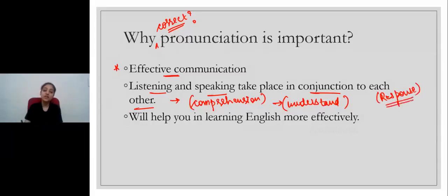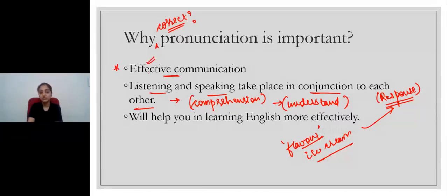Suppose the person is trying to ask you, which flavor of ice cream do you prefer? But you do not understand that he or she is asking you about flavor. Unless and until you understand what you are being asked about, you will not be able to give a satisfactory response, or for that matter a correct response. That will cause miscommunication, or result in ineffective communication.